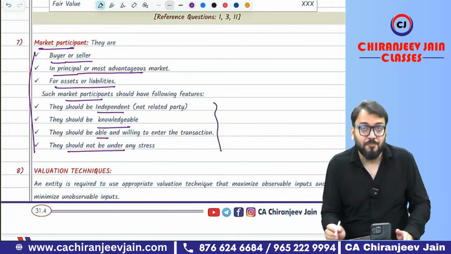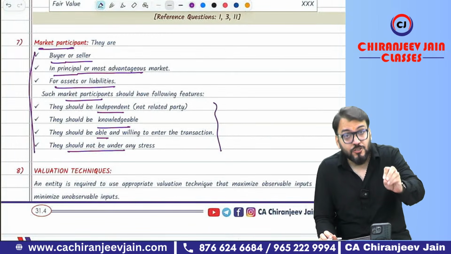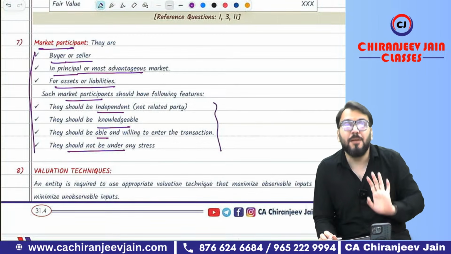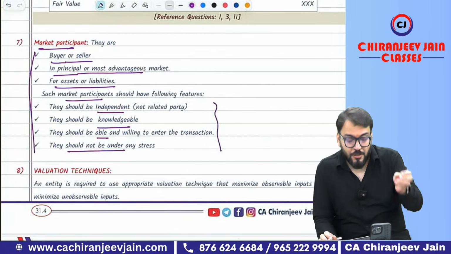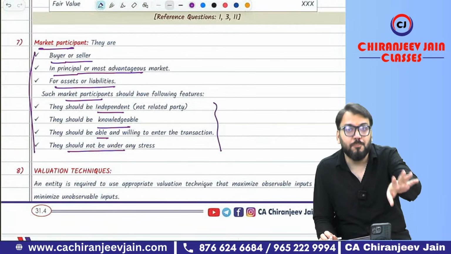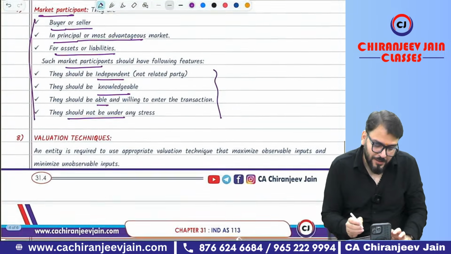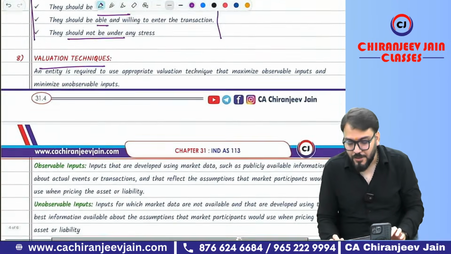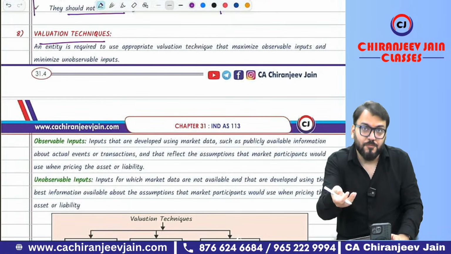Means whenever you are finding out the market participant, the market participant should be those persons who are independent, who are not under financial stress, who have knowledge about the product and who want to enter into that transaction. Okay. Now coming to valuation techniques. Which valuation technique should we follow?